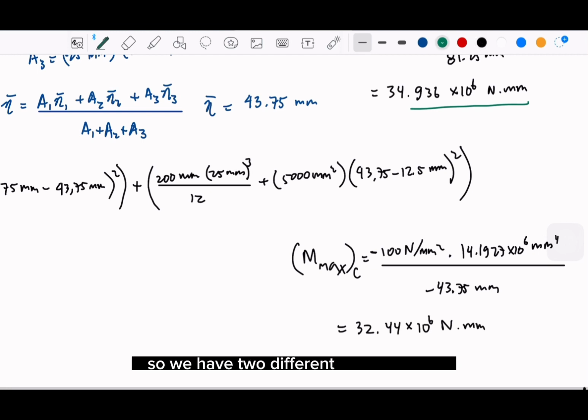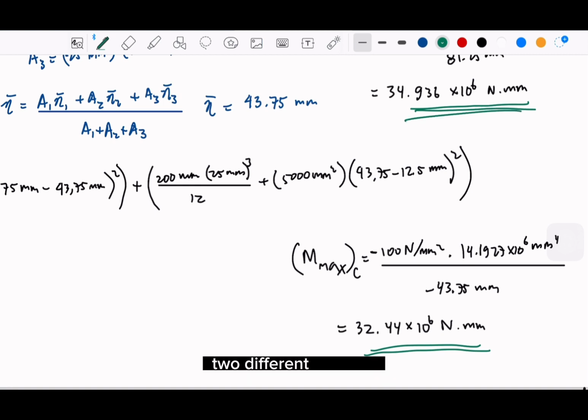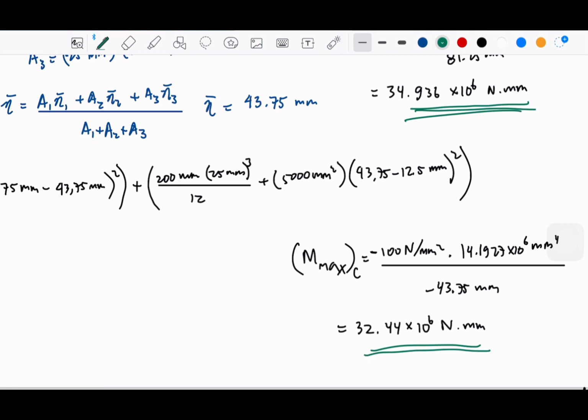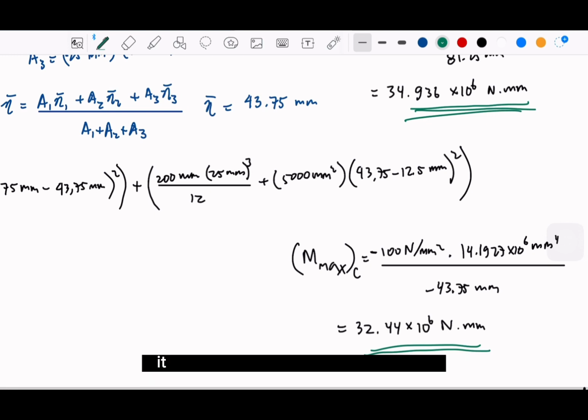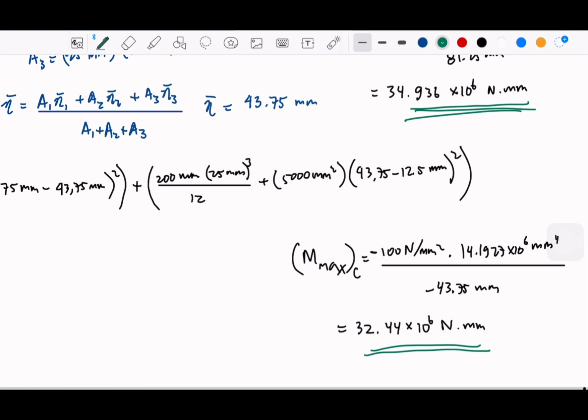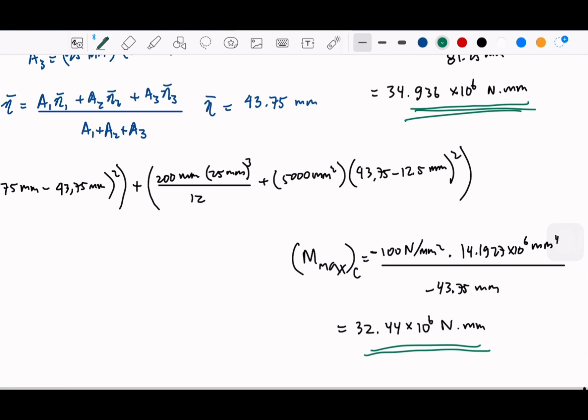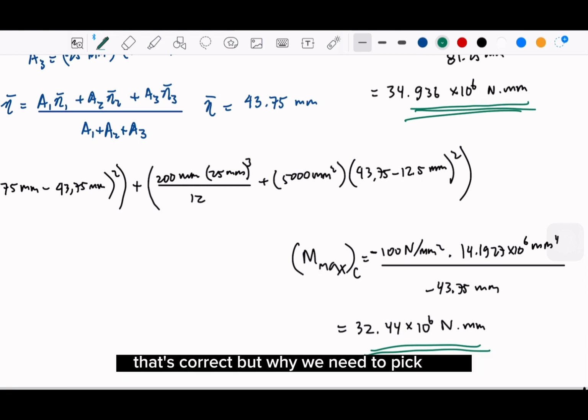So we have two different moment here. Okay? Two different moment. But which one would you take? Which one that you need to allow the design? Okay? Which M? 32 or 34? It is basically what? 32, right? Right? Okay. Any others? Do you understand why we pick 32? That's correct. Correct answer. But why we need to pick 32?